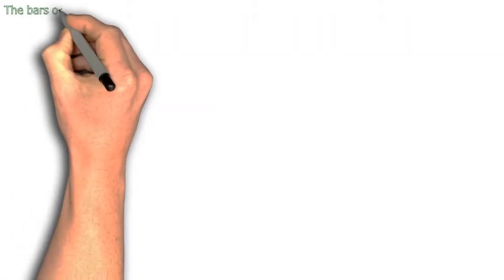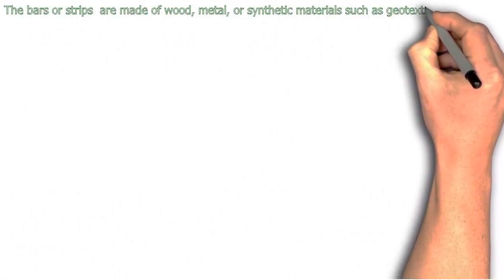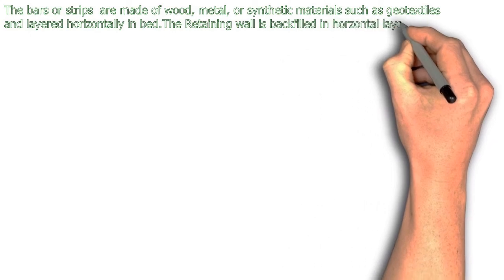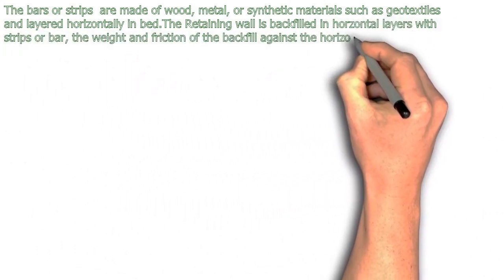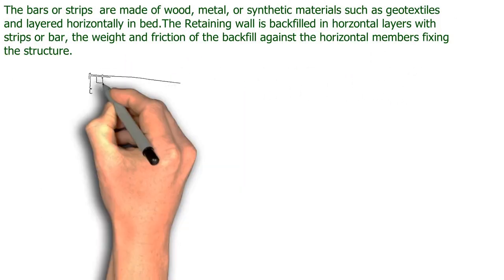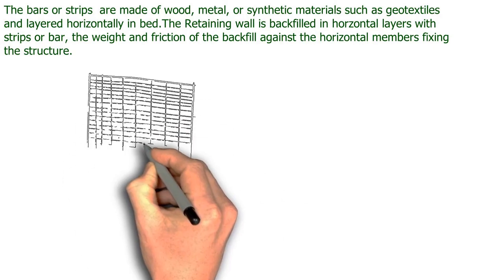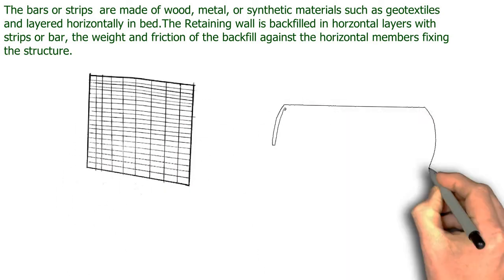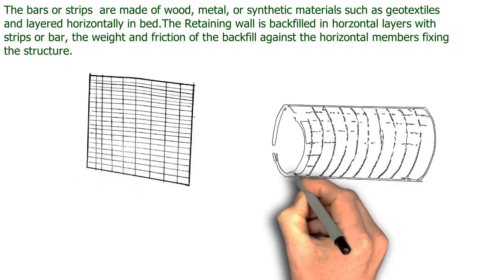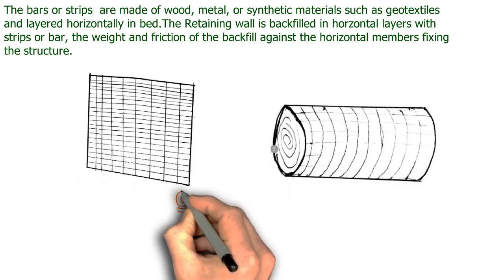Now the bars or strips are made up of wood, metal, or synthetic materials such as geotextile, and laid horizontally in beds. The retaining wall is backfilled in horizontal layers with a strip or bar, and the weight and friction of the backfill against the horizontal member fix the surface. And this figure is the geotextile figure. Geotextile.